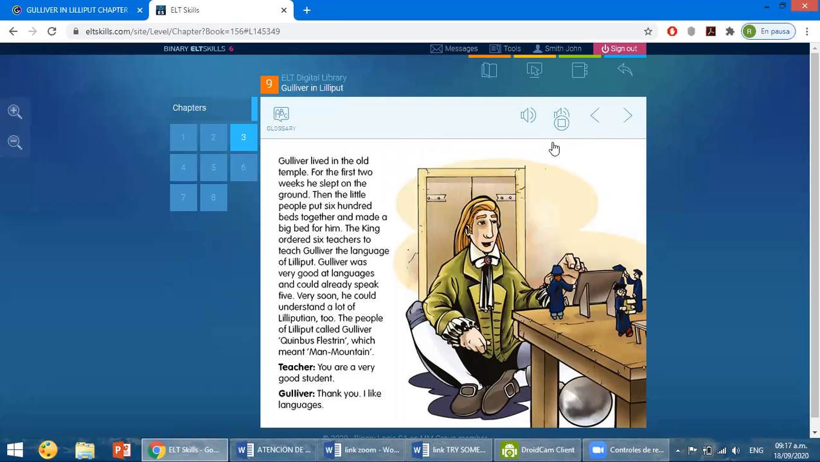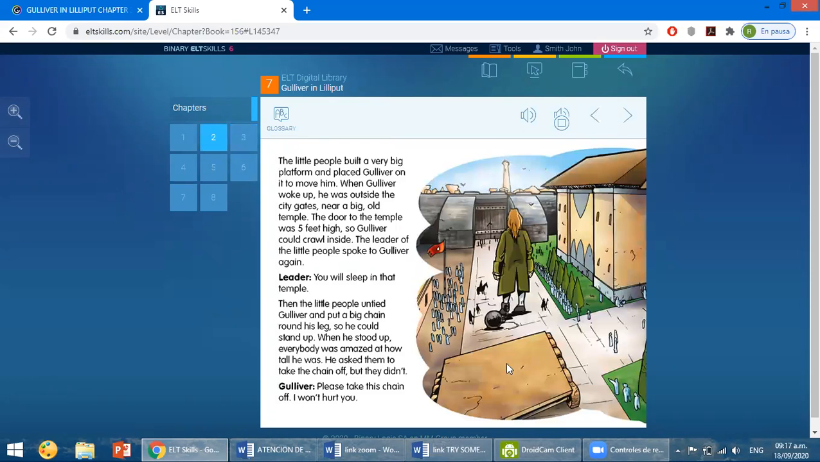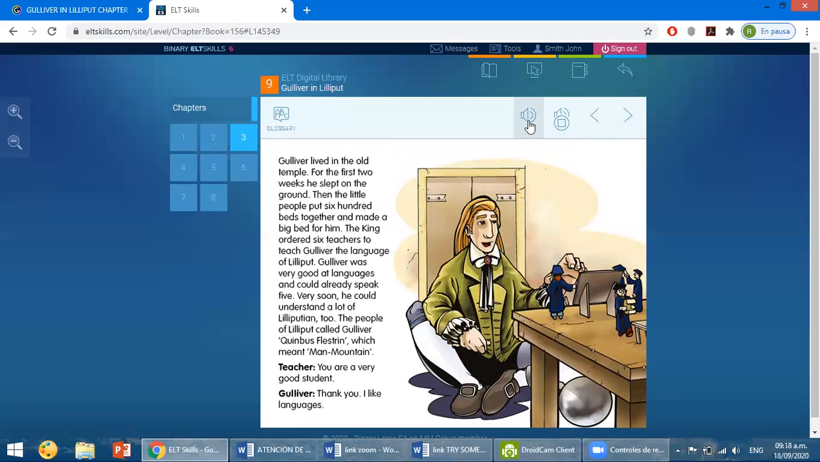Chapter 3 of Gulliver. Pay attention to the story, please, because after the story, you are going to answer some questions in Kahoot about this chapter, okay? To make a revision, in chapter 2, Gulliver came to the capital city of Lilliput. And they say, Gulliver, you are going to sleep in an old temple. The small people put a big chain on Gulliver's foot, no? And he met the king of Lilliput. Okay, this is in chapter 2. Now, chapter 3. Pay attention, please.